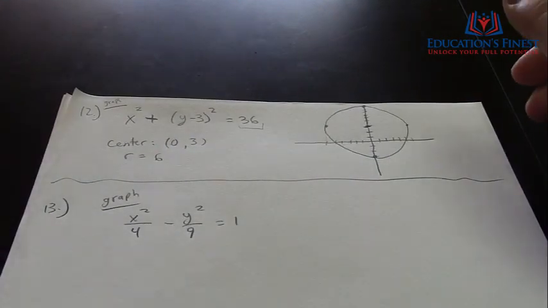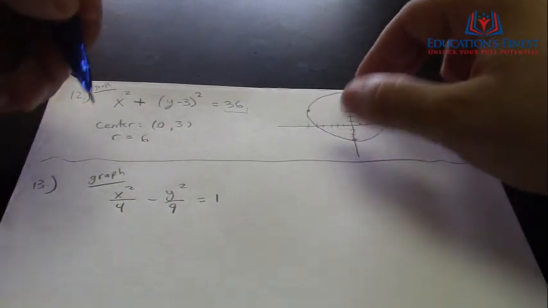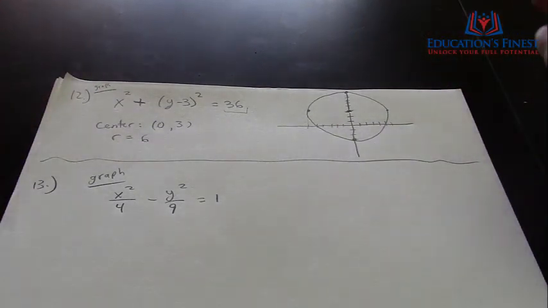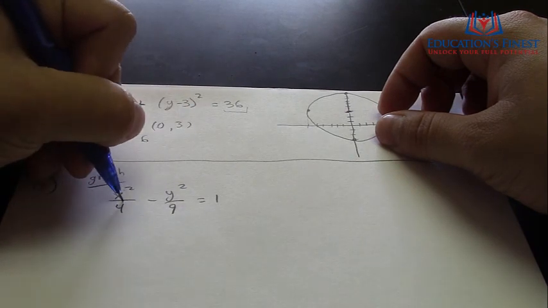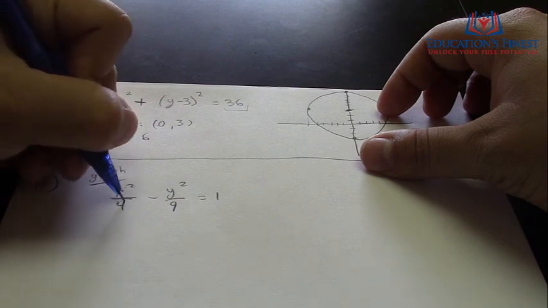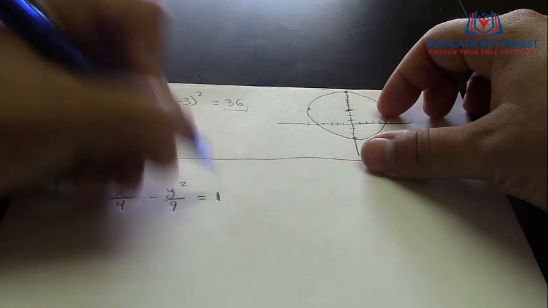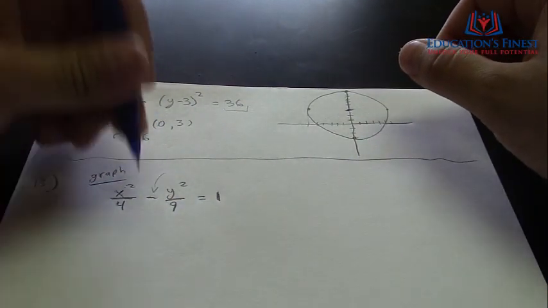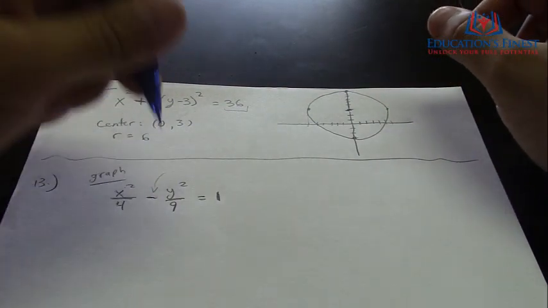Number 13. All right. Again, graph. Okay. So this guy is going to be what's called a hyperbola. Now, how do I know that? Well, both of these guys are squared. You have an x squared and you have a y squared. They're both divided by a number, and it has to equal 1. So this is the form. But the real clue is this negative here. This negative tells me it's going to be a hyperbola.